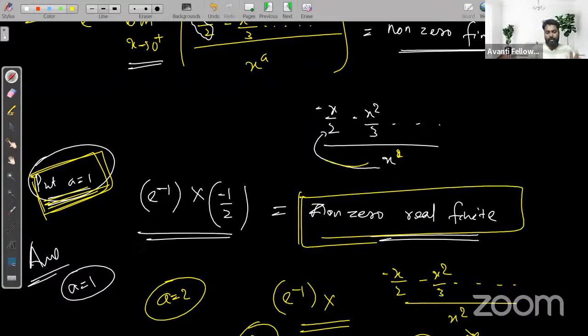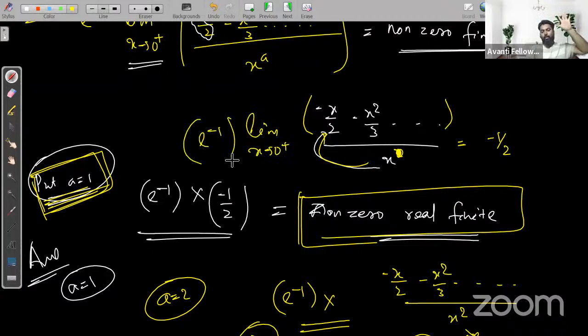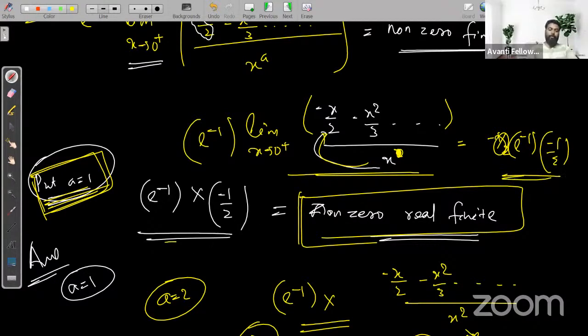Because you can see here when you are dividing x with the numerator, we are getting minus 1 by 2 plus 0 something. Okay, so limit x tending to 0 plus, e to the power minus 1. So this is actually e to the power minus 1 into minus 1 by 2. So e to the power minus 1 into minus 1 by 2 is giving you a non-zero real number.